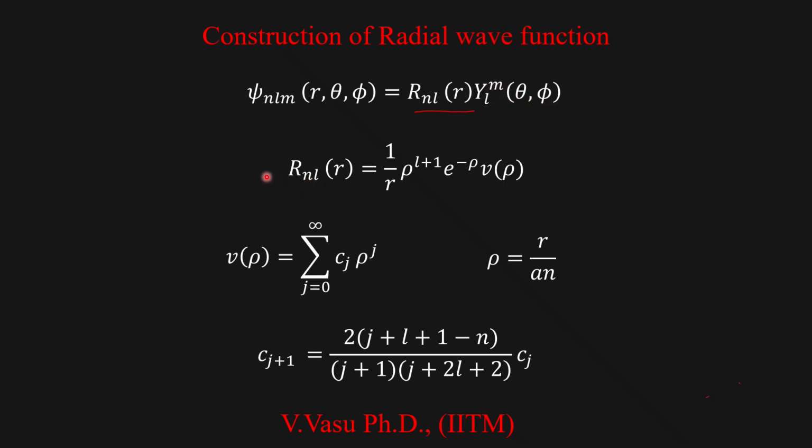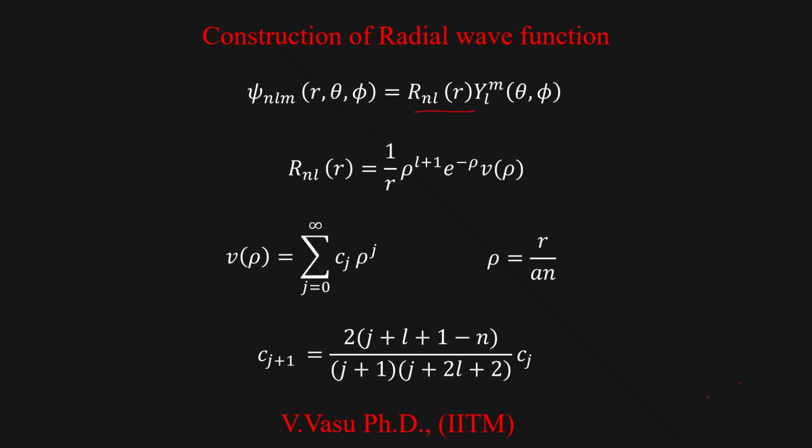In this class, we will see how to construct the radial wave function. In the next class, we will see how to construct the angular wave function. Then if you multiply both, you will get the total wave function. The radial part of the wave function, by definition, is equal to 1 over r, rho to the power l plus 1, e to the power minus rho, v of rho. Here we have to solve one by one.